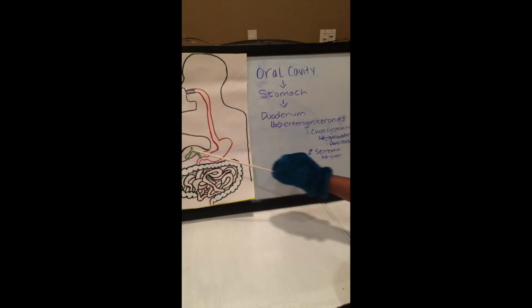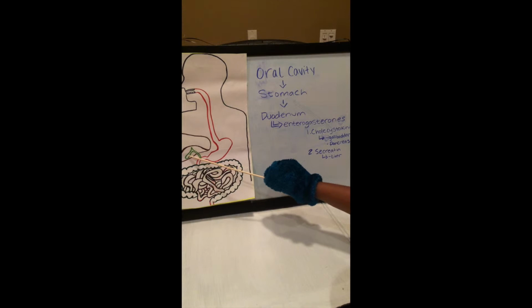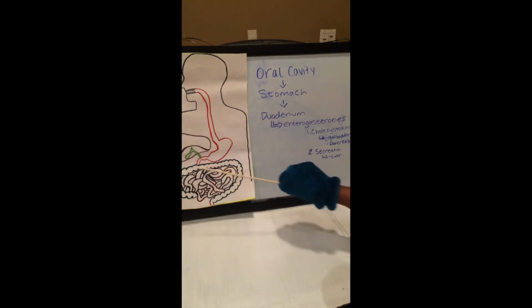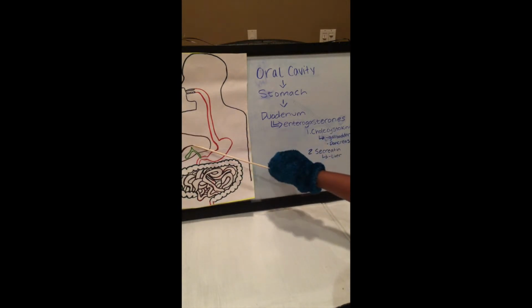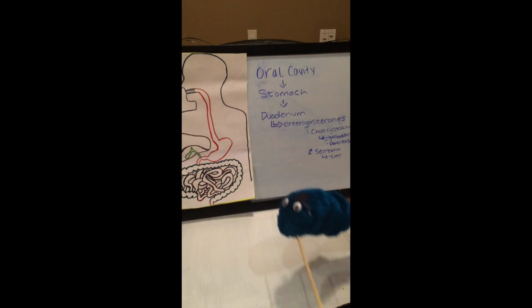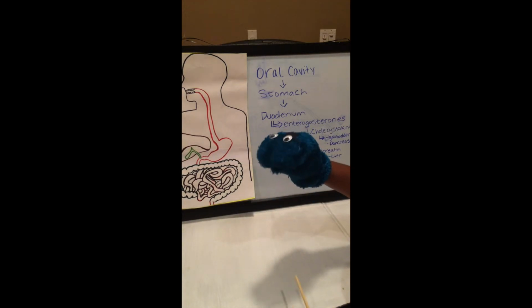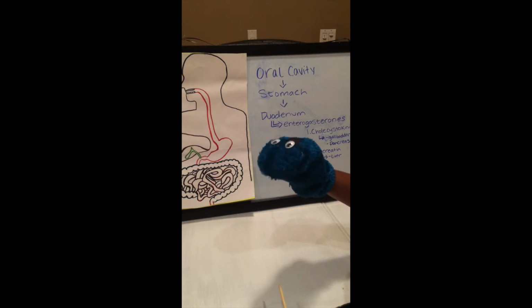It tells the gallbladder, as drawn right here, to release the bile into the common bile duct and into the duodenum. It also tells the pancreas to release its pancreatic lipase into the duodenum. Secretin tells the liver to make more bile salts. This is a key important process for lipid digestion. Bile salts are super important.